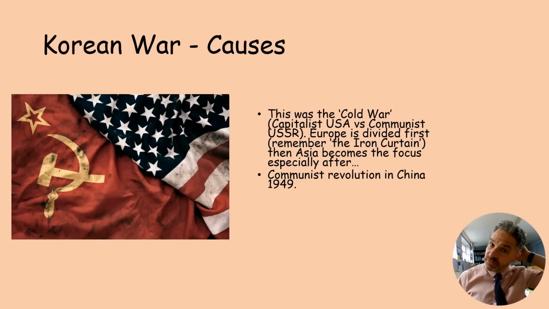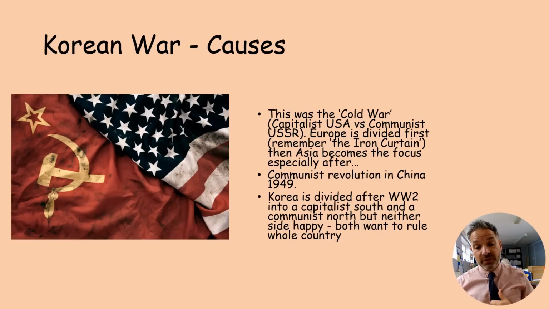Now, why does it become even more important? It's because, of course, China becomes a communist country in 1949, so now you have this huge communist bloc stretching from East Germany all the way to China. So America is clearly worried about the spread of communism. Now, the third thing to bear in mind when you think about causes is that Korea is divided into two, a capitalist South and a communist North. Neither side is happy with this.